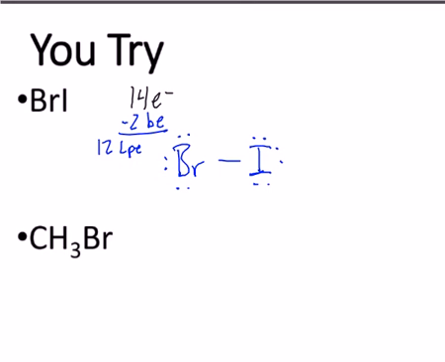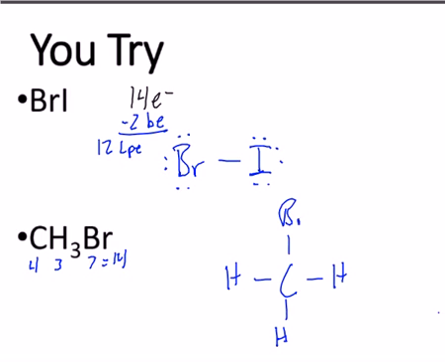Here we go, the last one. Carbon has 4, 3 here, 7, so it's going to be 14 again. This is going to be the same structure as our iodomethane, except instead of iodine, we're going to have bromine. H, H, H, Br up at the top, and there's going to be 6 dots around it.